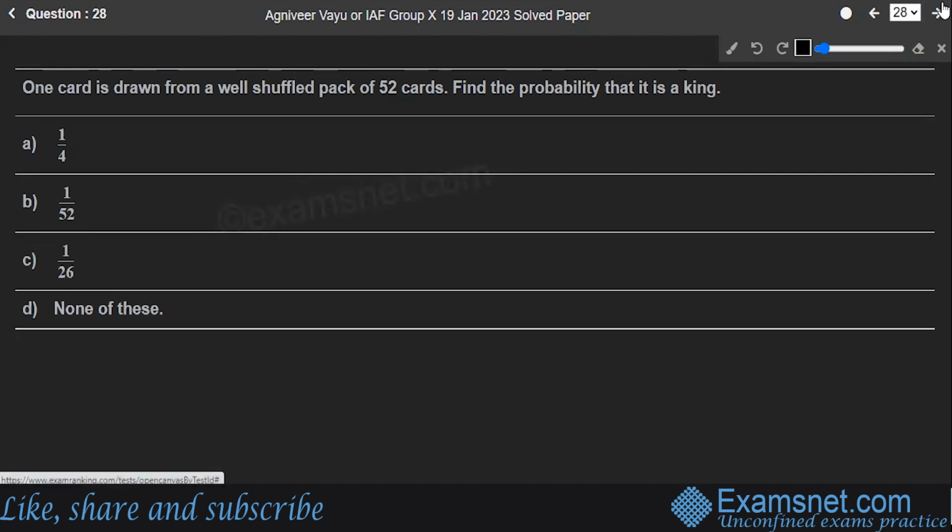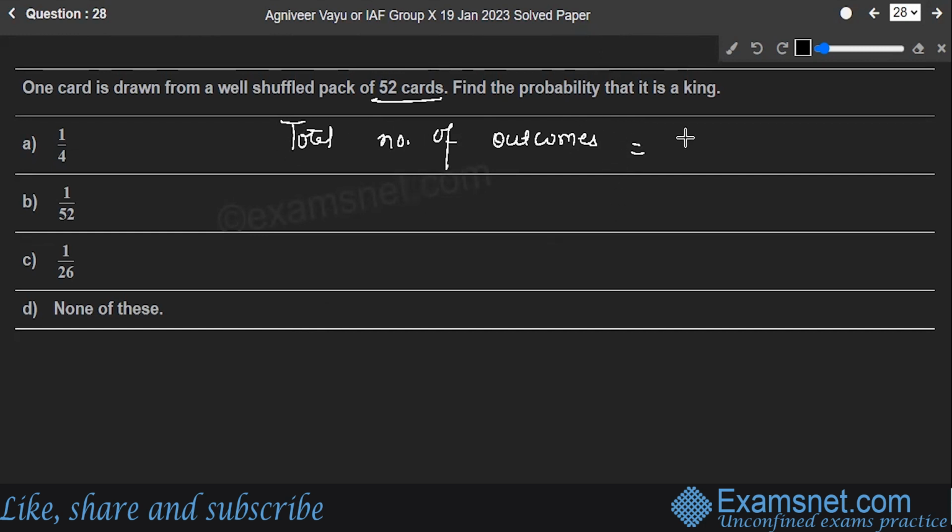One card is drawn from a well-shuffled pack of 52 cards. Find the probability that it is a king. That's pretty easy. So total number of cases, total number of outcomes, you can say. So you are withdrawing one card. So how many cards like this you can withdraw? 52 possible cards are there which can be drawn. How many kings are there in the pack of cards? There are 4 kings. So favorable number of outcomes is equal to 4.